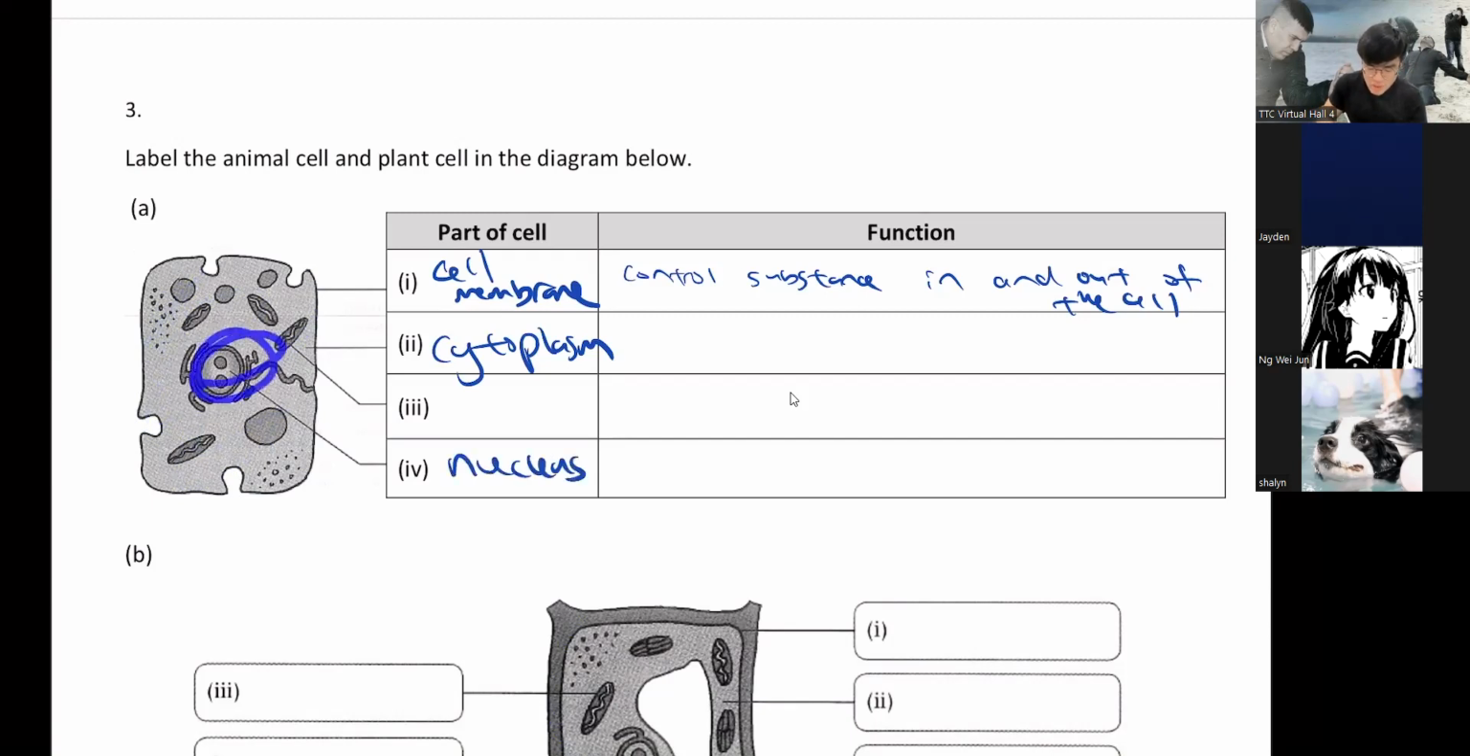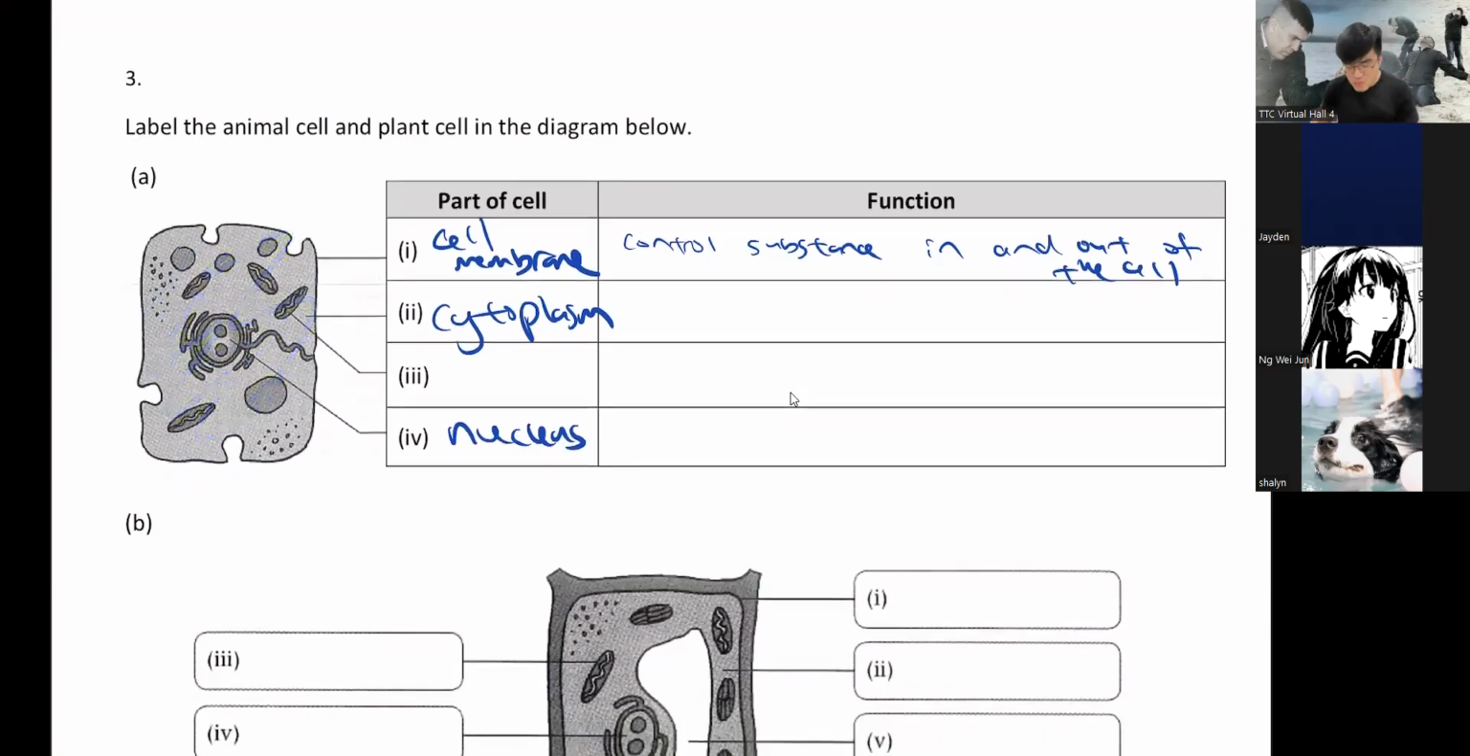Right? Egg yolk is the boss. Egg white is the worker. So what is nucleus for? Nucleus is to control all activities of the cell.